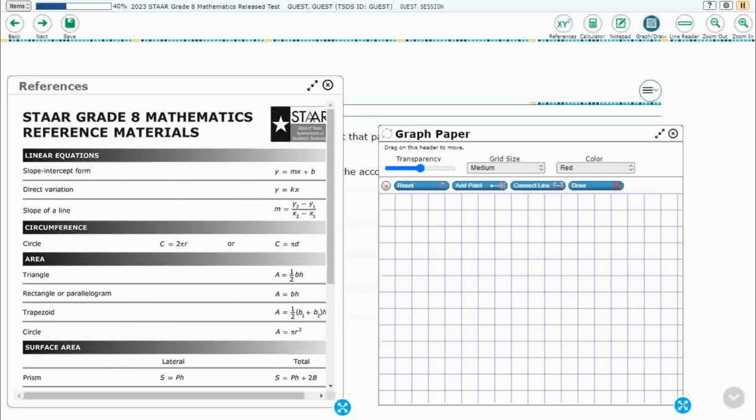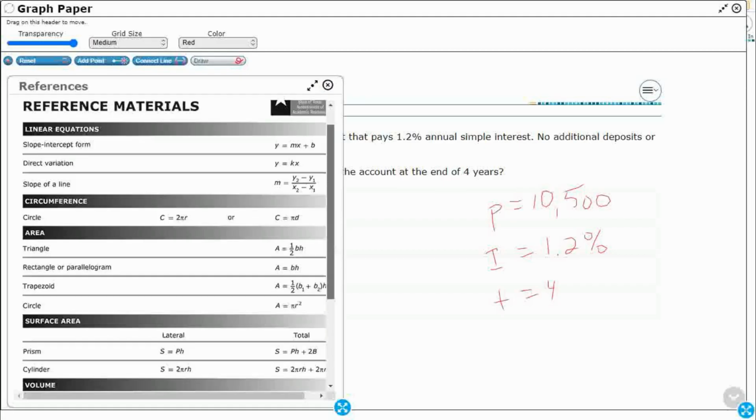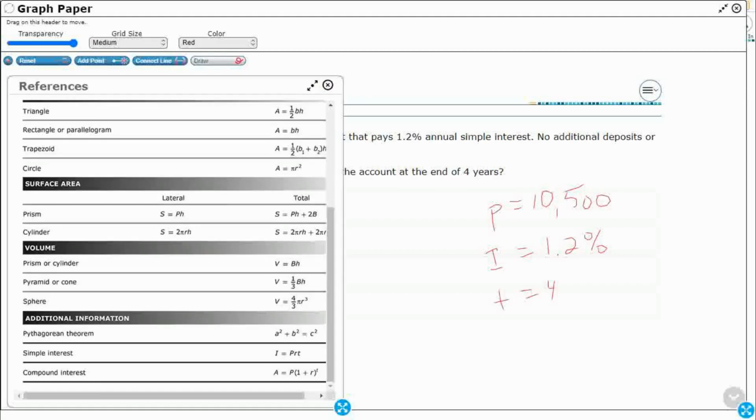So let's get that information here. We have a principal, we'll call that P, equals that 10,500. The interest rate is going to be 1.2%. The time, they say, is 4 years. If we scroll all the way down to the bottom, we will see simple interest, different than compound. And that's all we need. We need the interest equals the P and the R and the T. And I label this I, but this is really the interest rate. We can go ahead and call that the R. So that's all we need.